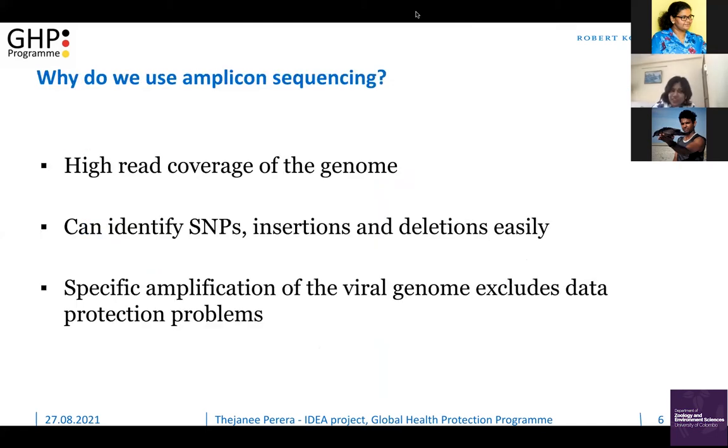So why do we use an amplification-based approach? When we are amplifying, we can get high read coverage for the genome, and also we can identify the SNPs, insertions, and deletions. And of course, the specific amplification of the virus genome can exclude the data protection problems we get from other sequencing methods.